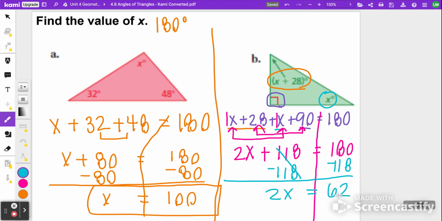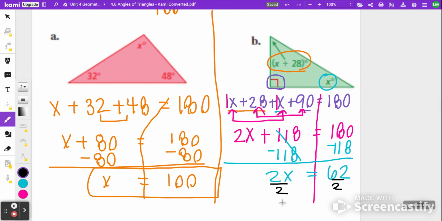The final thing I can do, now that my x's are on one side, my constants are on the other, is get x by itself. And the only way I do that is divide by 2, because that 2 is being attached to x with multiplication. x is equal to 31. So that's what we had to do. The hardest thing about this is just remembering to write down your equation and combining like terms. Once you've gotten your equation written down and you combine like terms, it gets a little bit more simple.